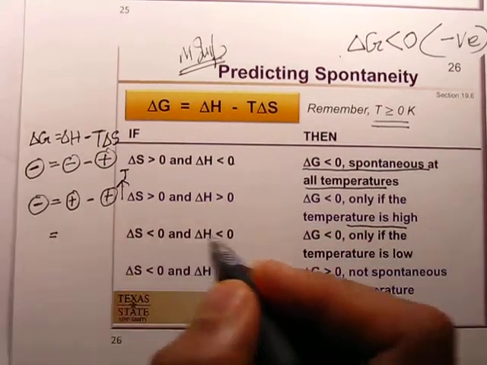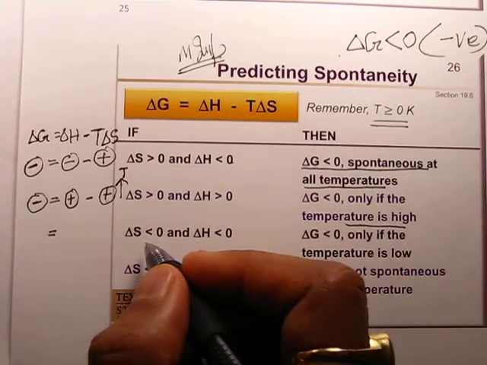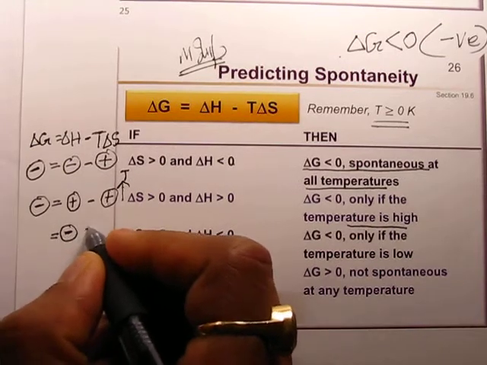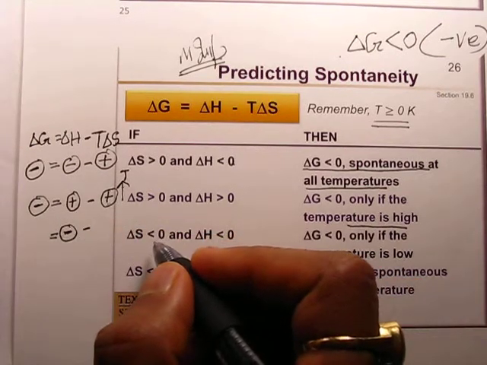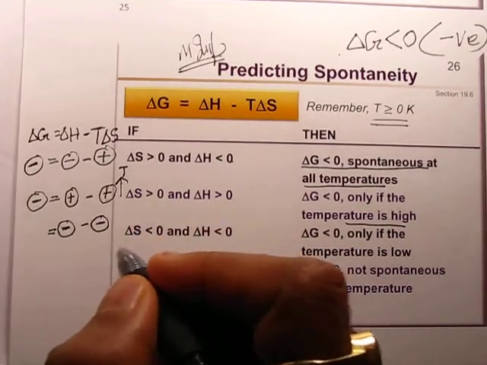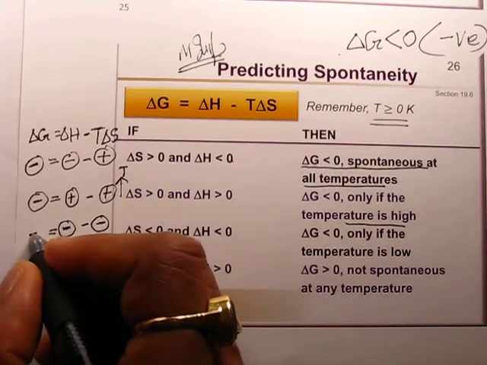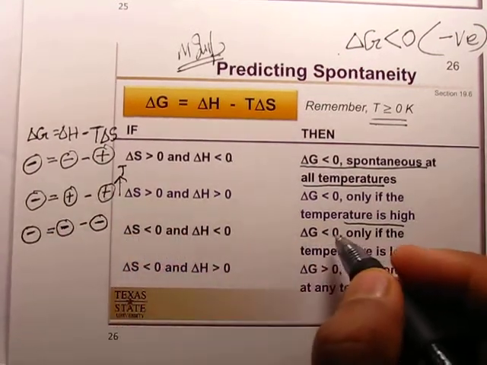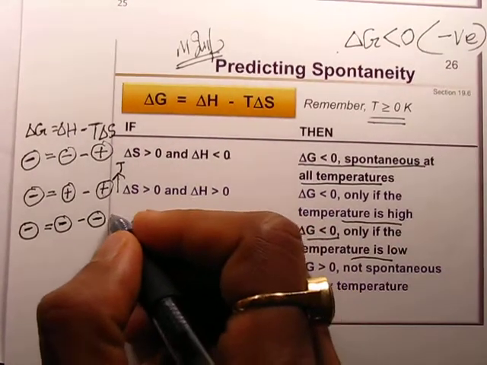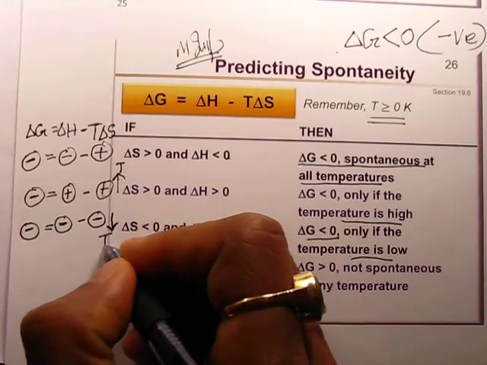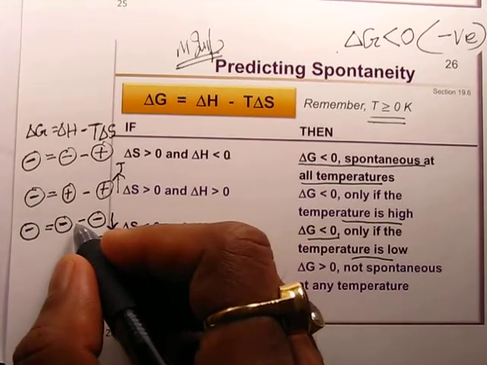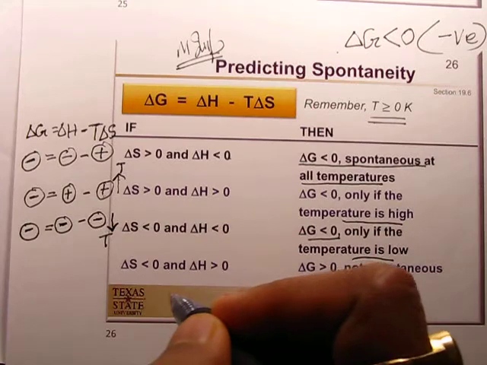The third condition is if delta H is negative and delta S is also negative, both are negative, then we will get delta G negative, but only if the temperature is low. In this condition the temperature must be low, then we will get the negative value.